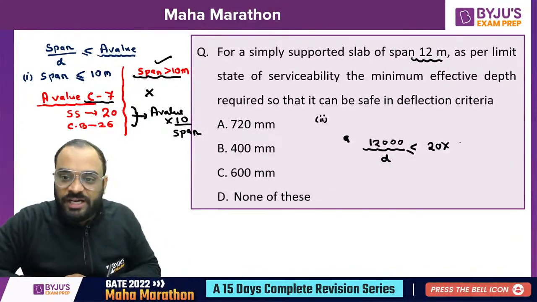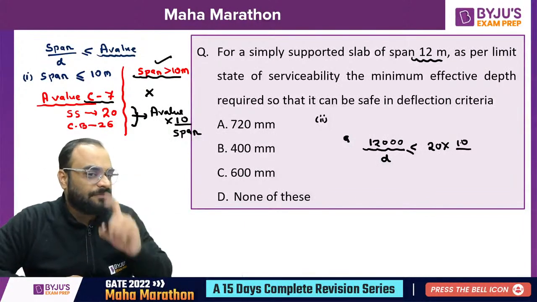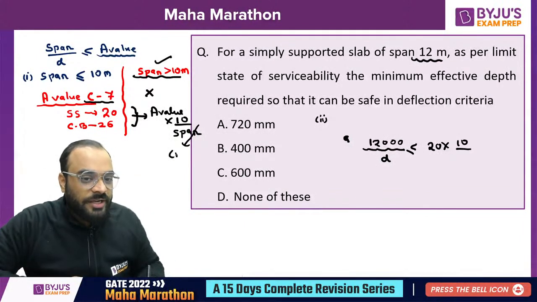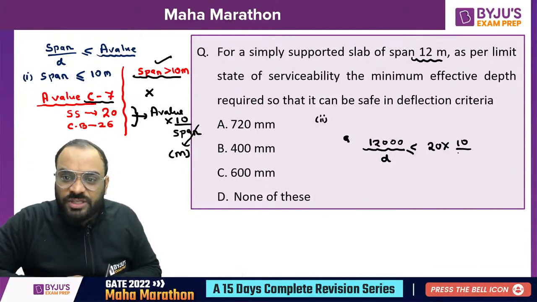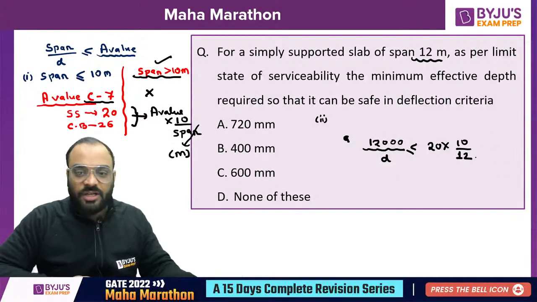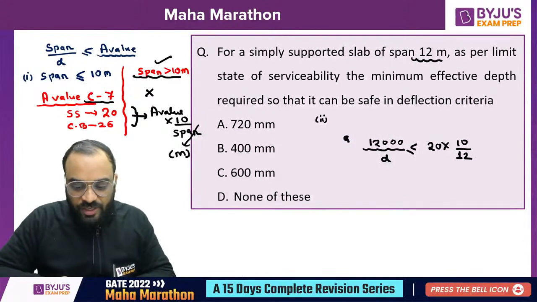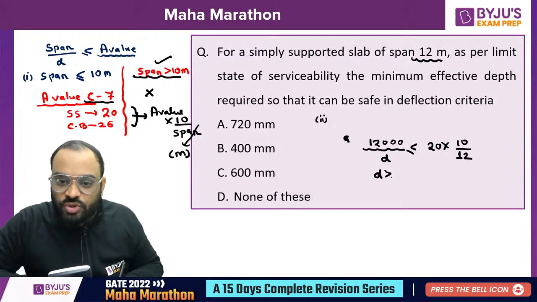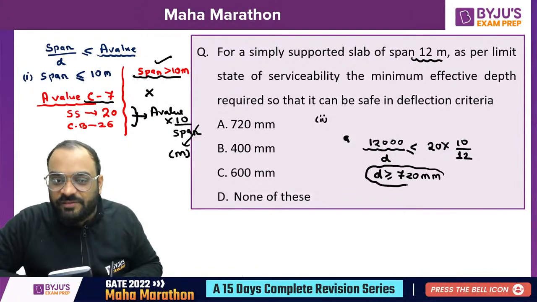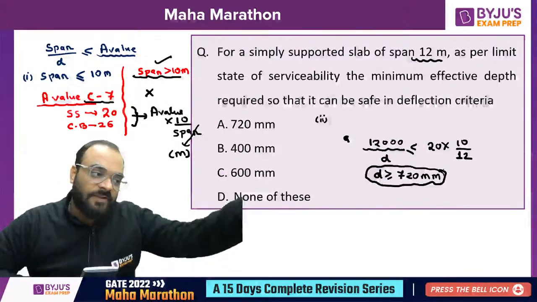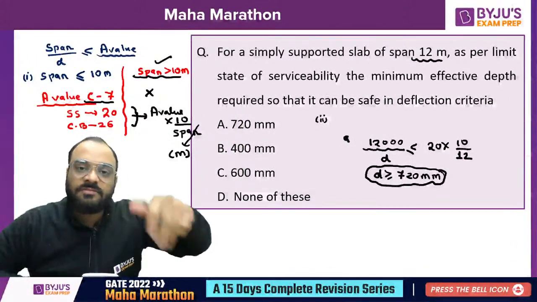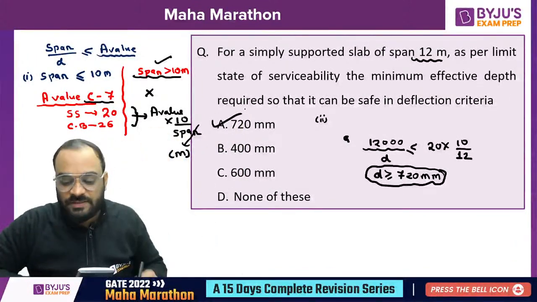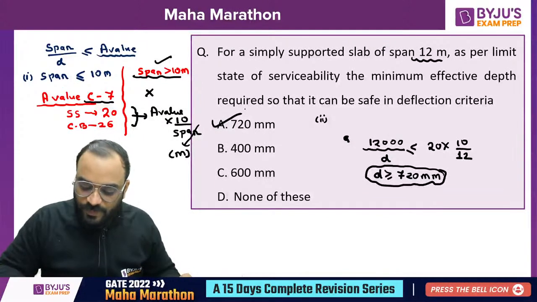So in this case, you need to write 10 by span. Listen carefully, guys. If you are writing the span value over here, it should be in meter, right? So this value is in meter, correct? Now let's calculate 20 into 10 divided by 12, and 12,000 divided by that. So we are getting a value of D greater than or equal to 720 mm. If the D value is greater than this value, then it will be safe in deflection. If it is less than this, it fails in deflection. That's why A is the correct answer.